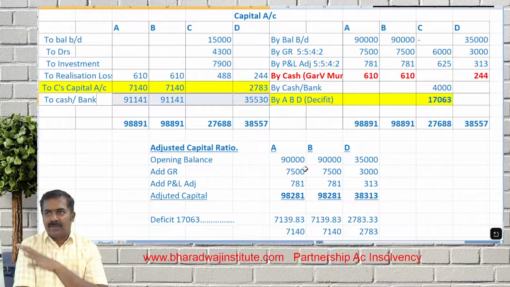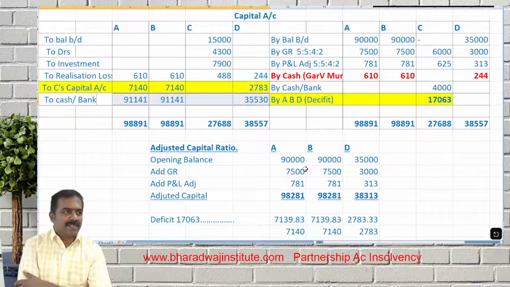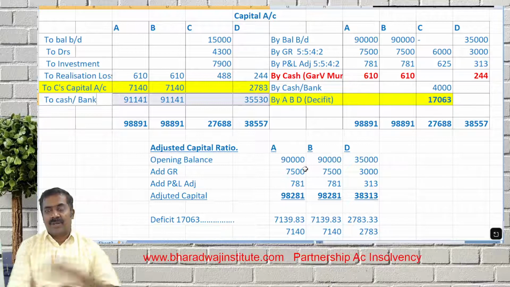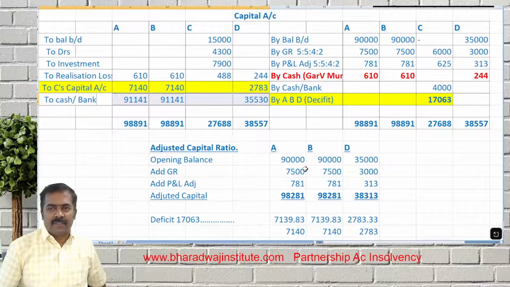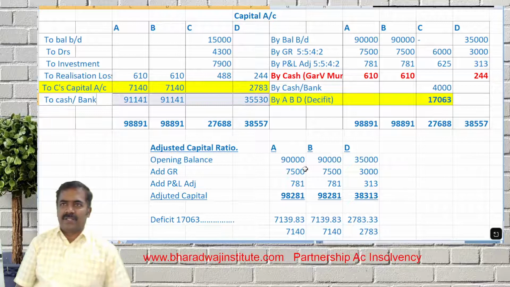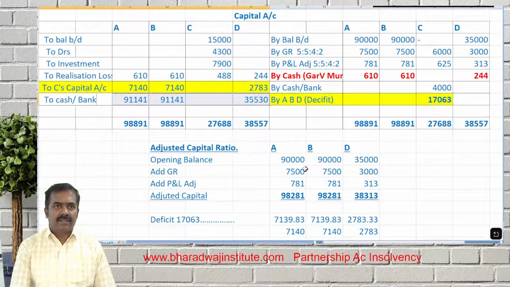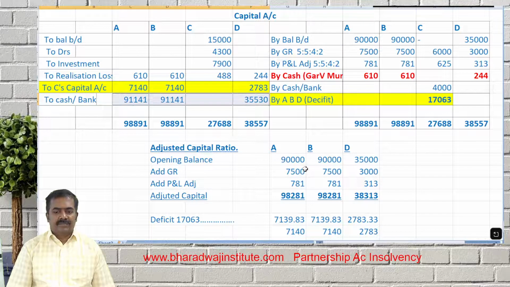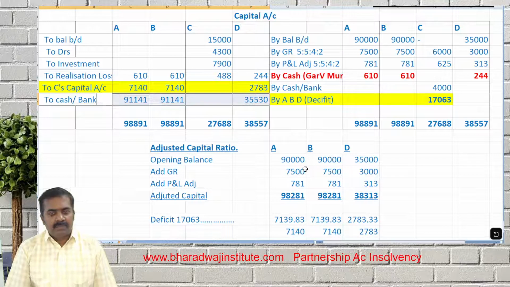I'm going dead slow here in this question. I'm doing it for the past around 40-45 minutes because this is so important and most important from your exam point of view. Do you understand every part of it? Do you understand how to calculate adjusted capital ratio? Shall we proceed?